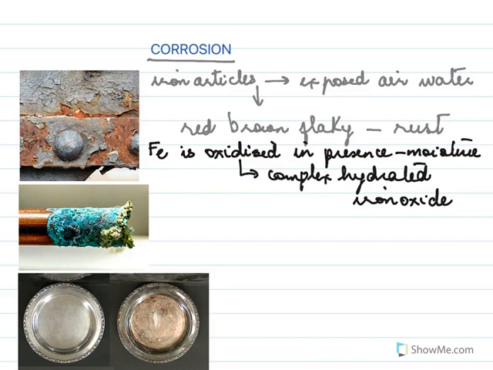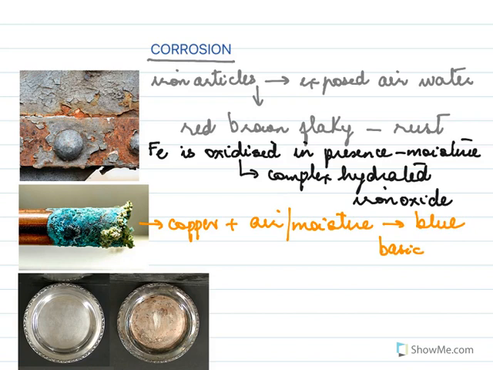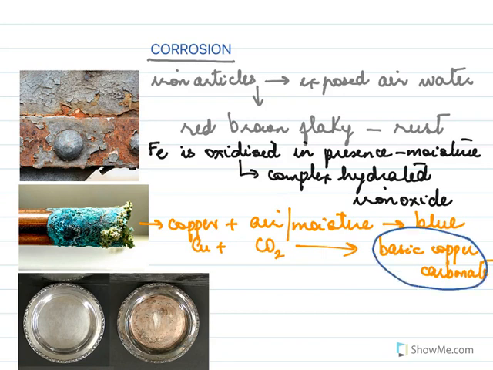We also have seen when copper, here you have an article of copper, when copper is kept in the presence of air and moisture, it also forms a blue color substance. And this blue color substance is basic copper carbonate. Copper combines with carbon dioxide from the air and forms this blue basic copper carbonate.